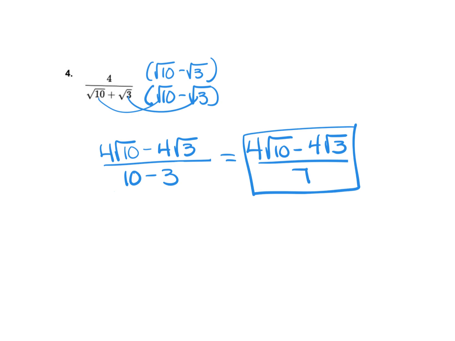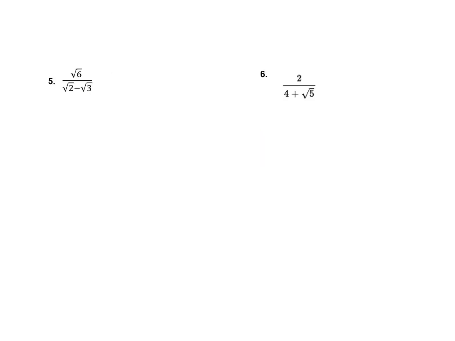All right, for question number 5, notice how we have the square root of 2 minus the square root of 3 on the bottom for the denominator. So what we need to make sure that we're doing is then we're going to take the square root of 2 plus the square root of 3. And what we do on the bottom, we have to do on the top. And now we're going to distribute.